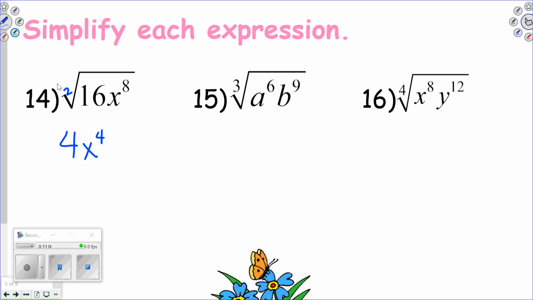Cubed root of a to the 6th, b to the 9th. What's 6 divided by 3? 9 divided by 3? If there's no index, it means it's a 2. I say unspoken 2 now.